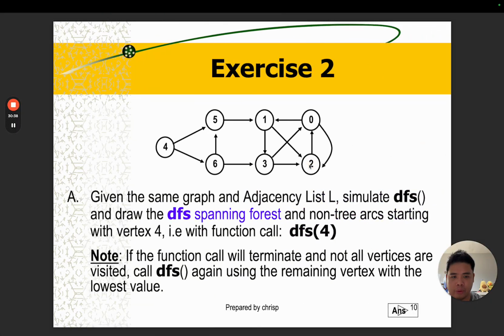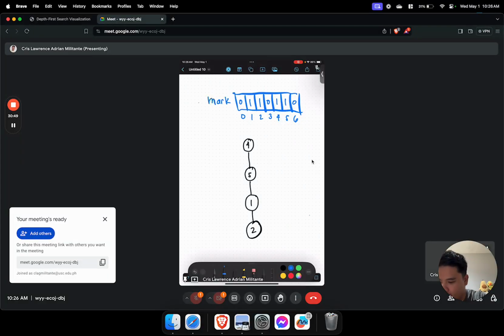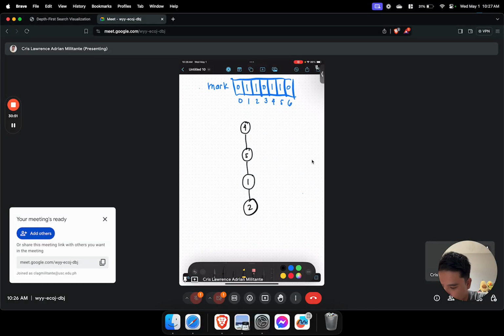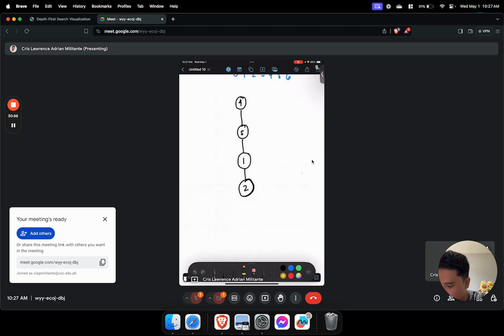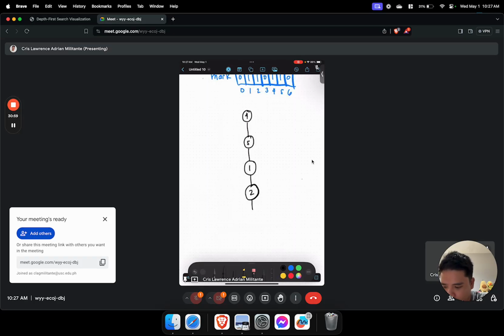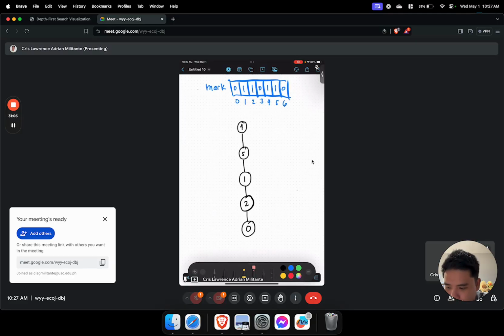So now I'm at 2. Who is adjacent to 2? I have 0, basically just 0. Is 0 already visited? No, it's not. So I am going to draw another tree arc going from 2 to 0. Good? And then I'm going to set this to 1, or visited. So I visited 0 as well.